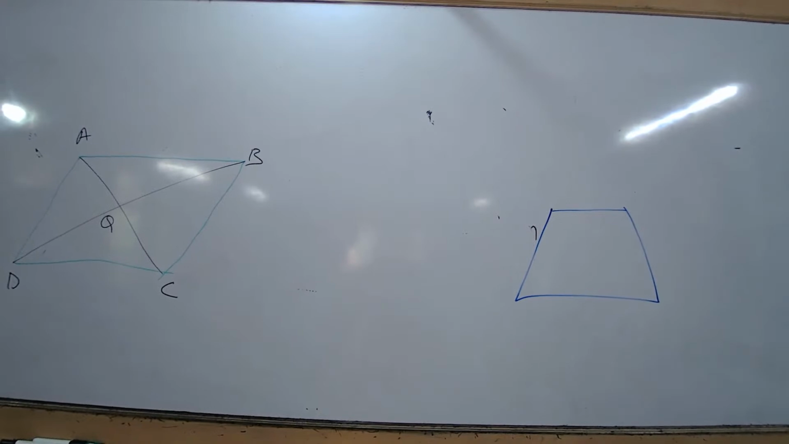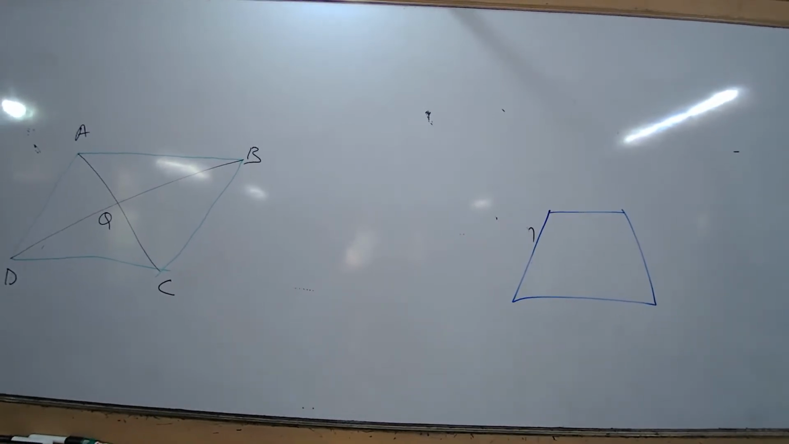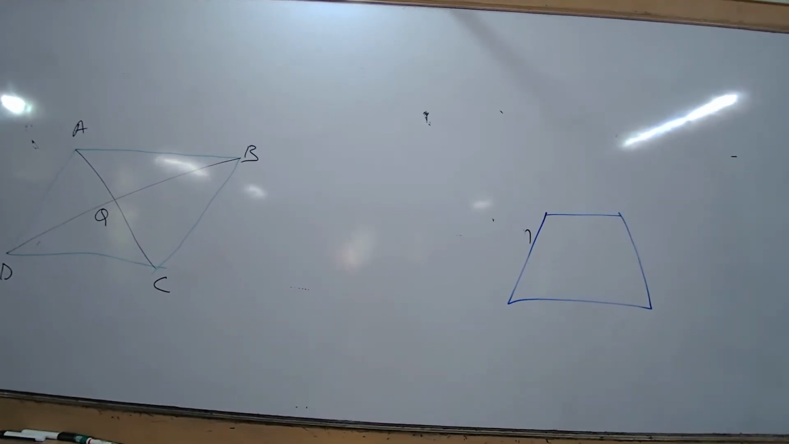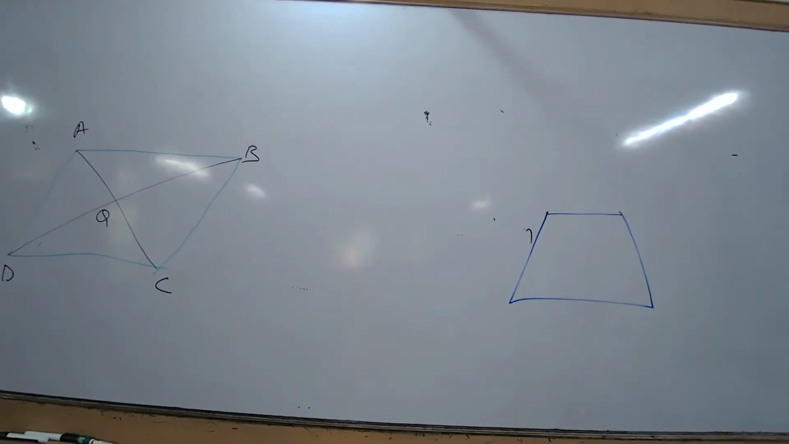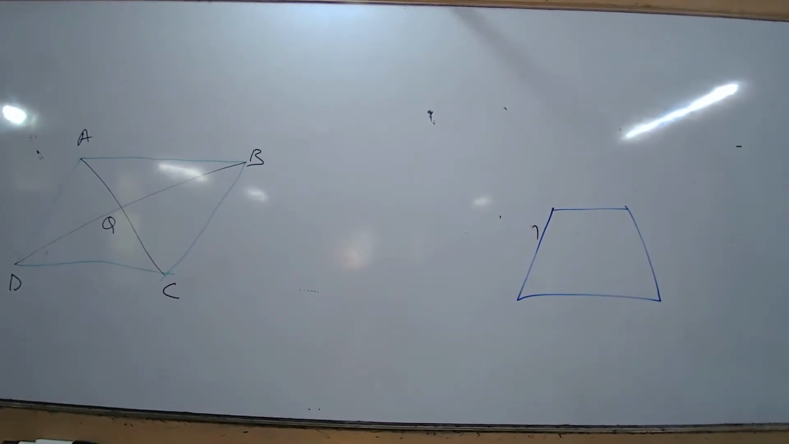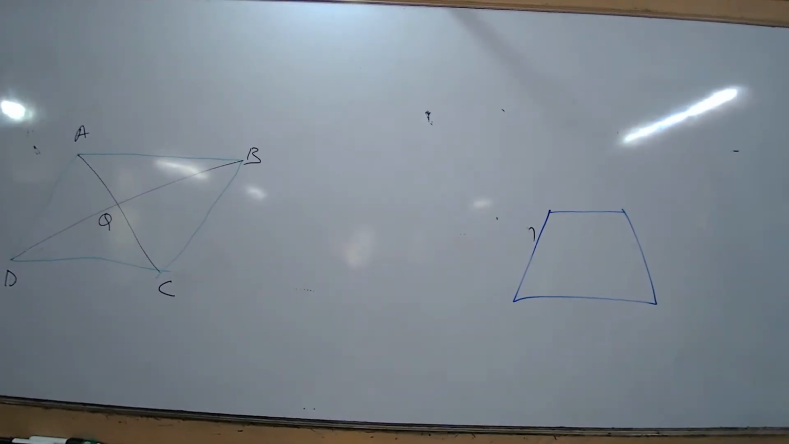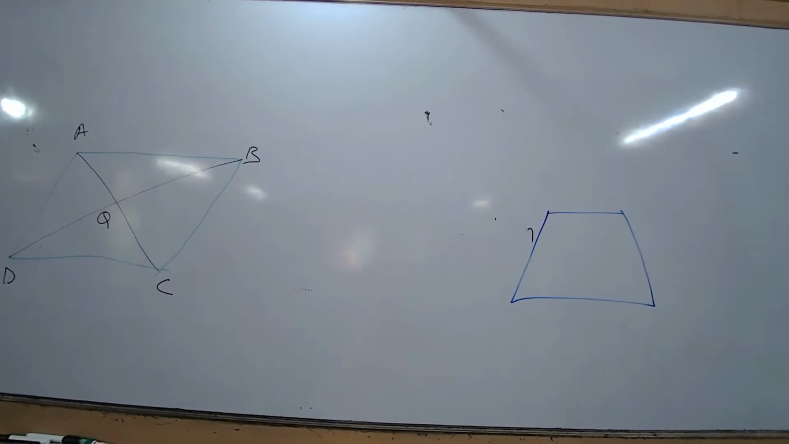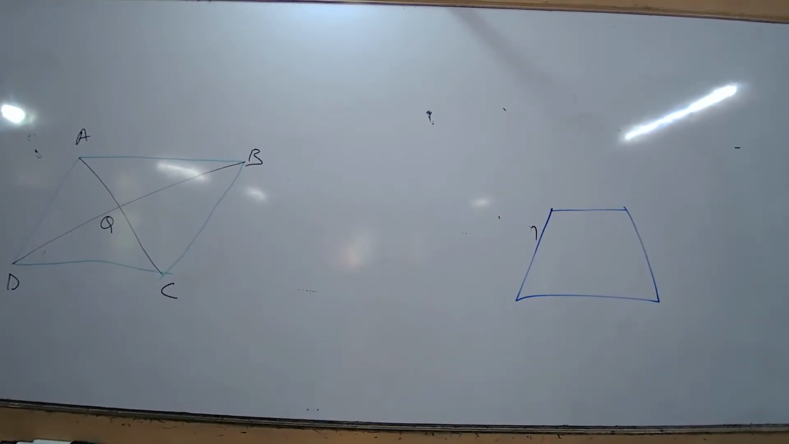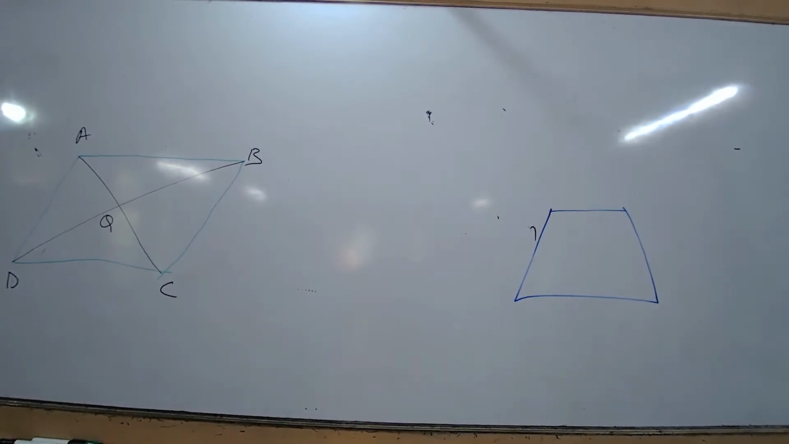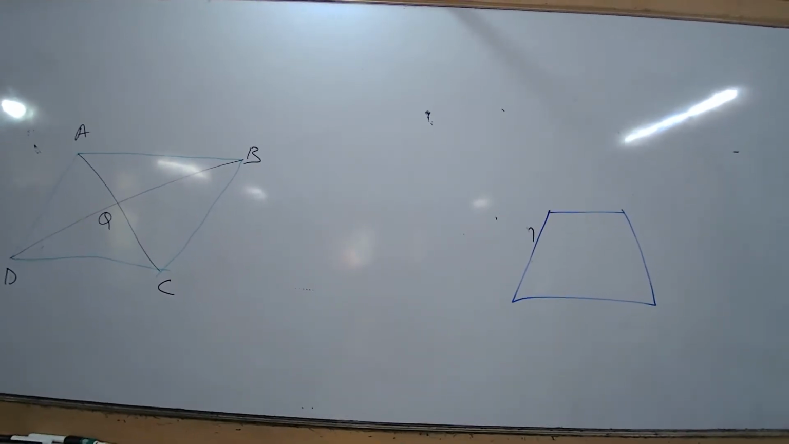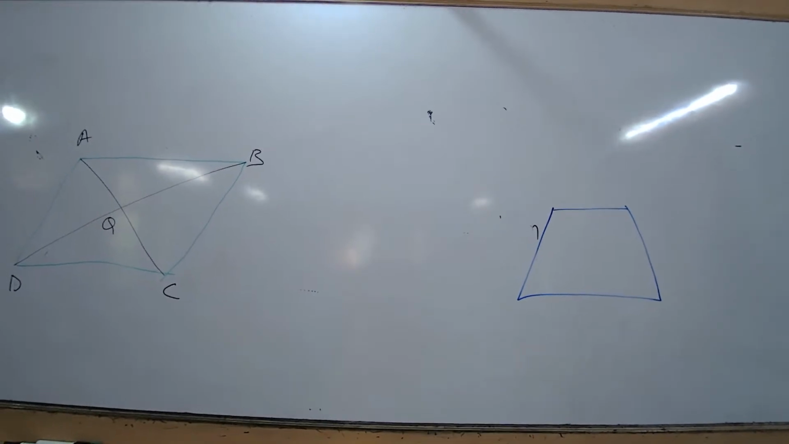What are the properties? Listen carefully. Diagonals are equal and all the properties of a parallelogram. Are you followed? Rectangle means all the properties of a parallelogram. Opposite sides are parallel and equal. Opposite angles are equal. In fact, all angles are equal. Diagonals bisect each other and diagonals are equal. Okay, understood? Viraj, follow or not?